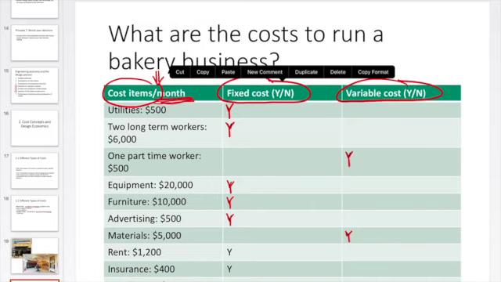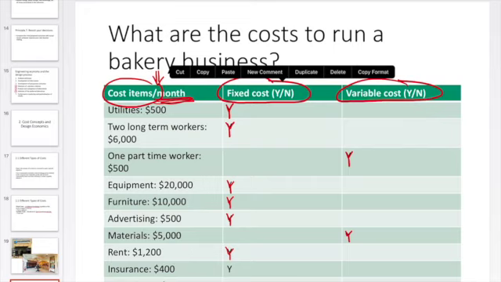And then the rent, how much you pay for having this place. Well, the rent is something fixed, because even though you don't sell bread, even though you don't make bread for a day, you still need to be there. You still need to open that shop. You have to pay for that location. So this is a fixed cost.